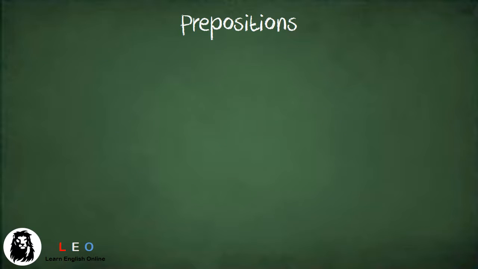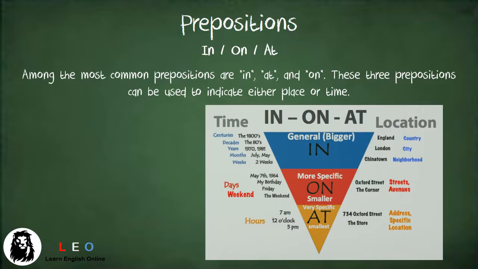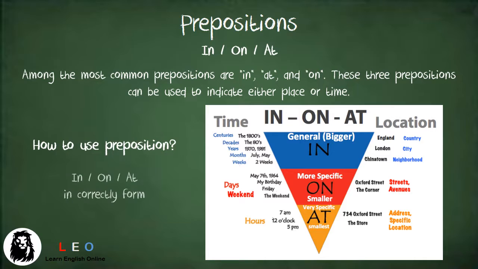Now, let's see the prepositions in, at, and on. Among the most common prepositions are in, at, and on. These three prepositions can be used to indicate either place or time. Let's take a look at the pyramid and try to answer how to use the prepositions in, on, and at correctly. These prepositions are usually used for time and location.